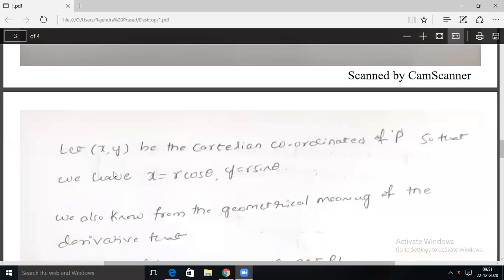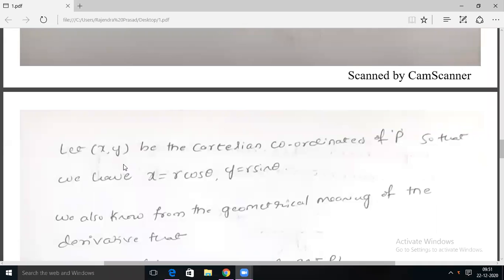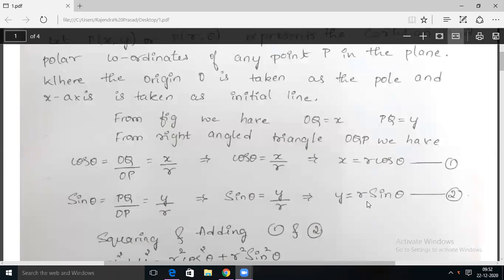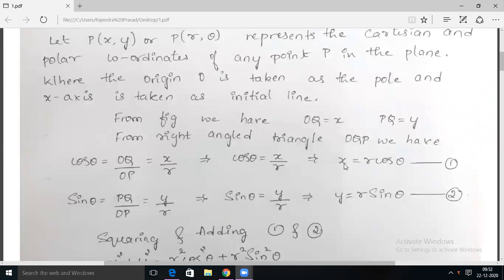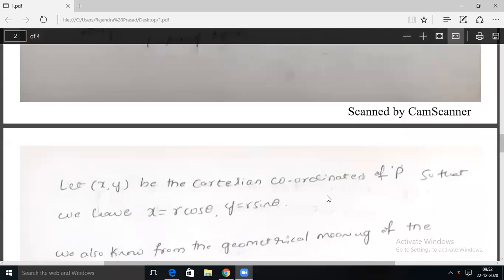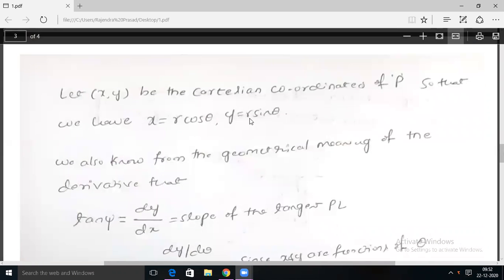Next, let x comma y be the Cartesian coordinates of P. So we know that x comma y are the Cartesian coordinates of P, which I have said in the introduction part: x is equal to r cos theta and y is equal to r sin theta. Is it clear? How this has come has already been explained in the introduction part. So when x comma y are the Cartesian coordinates, directly we can write x is equal to r cos theta, y is equal to r sin theta, right?